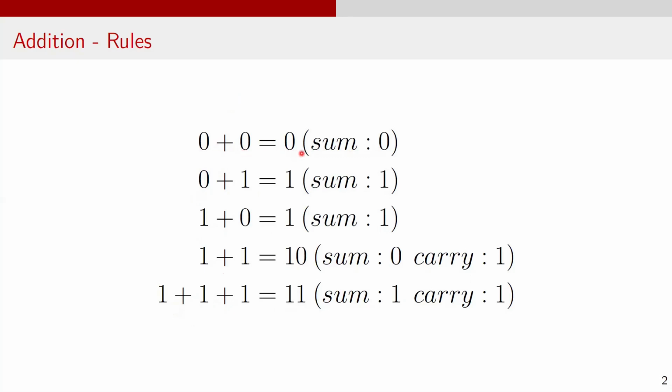0 plus 0 is sum 0, 0 plus 1 is 1, 1 plus 0 is 1, 1 plus 1 is 10. Here, sum is 0 and carry is 1. And 1 plus 1 plus 1 is 11. In this case, sum is 1 and carry is also 1.